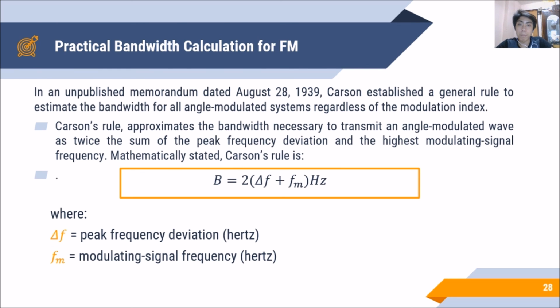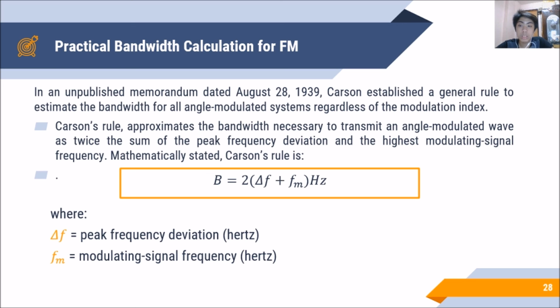So for the practical bandwidth calculation for FM, in an unpublished memorandum dated August 28, 1939, Carson established a general rule to estimate the bandwidth for all angle-modulated systems regardless of the modulation index. Carson's rule approximates the bandwidth necessary to transmit an angle-modulated wave as twice the sum of the peak frequency deviation and the highest modulating signal frequency.